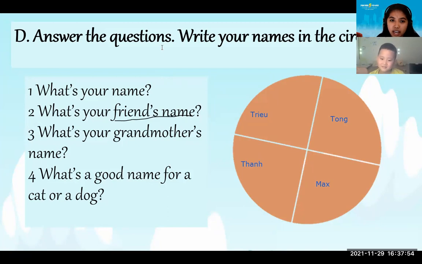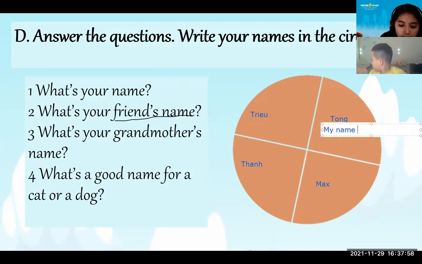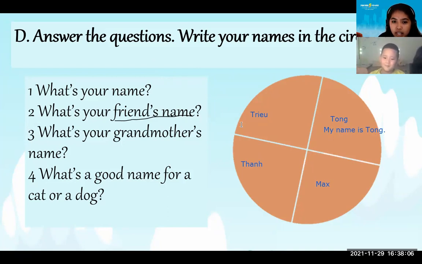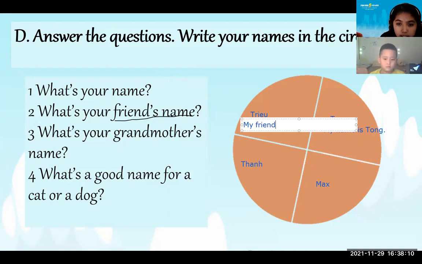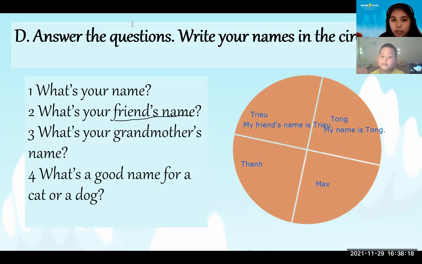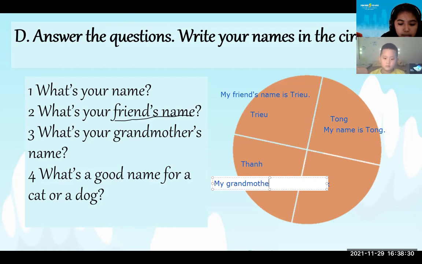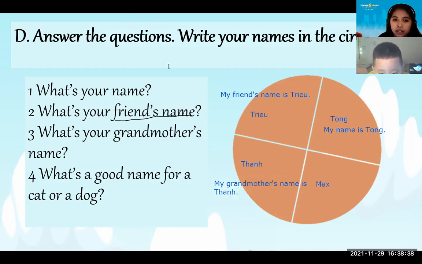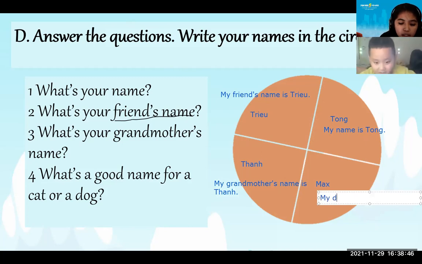Max. Okay, so you say, Max. My name is Tong. Very good. Then you say, my friend's name is True. Yes. Okay, then you say again, my grandmother's name is Tan. Okay. Yes, yes. Okay, so next, my dog's name is Max.